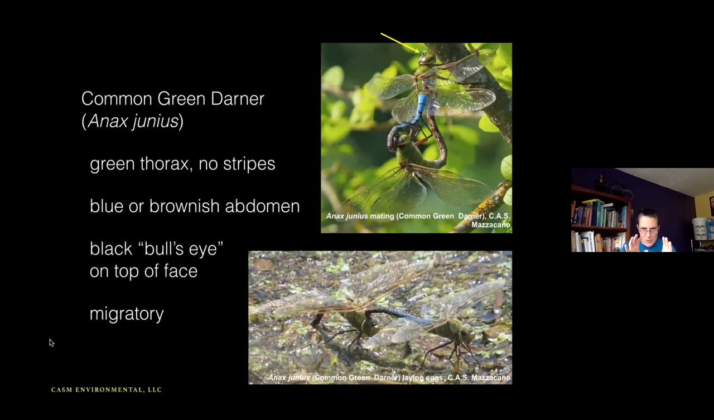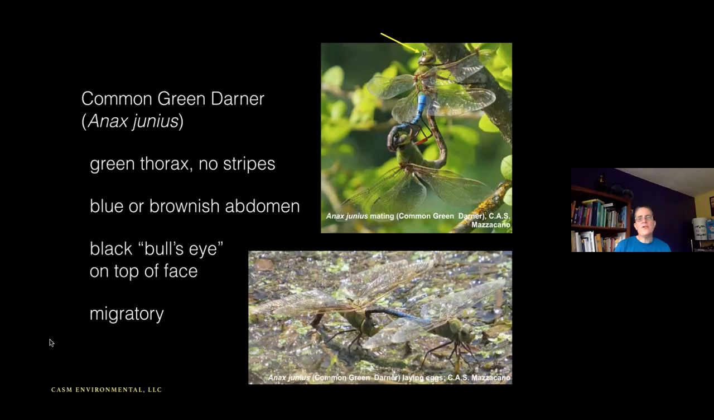So common green darners are very easy to identify, even on the wing. They're big bodied. The thorax, remember that part where the wings and legs are, is this really pretty lime green. There's no stripes, there's no dots, there's no markings on it at all. The abdomen is blue, especially in the males, kind of brownish or tan. And actually the color of the abdomen can change a little bit. Even a male with a blue abdomen on a really chilly day, the color can get a little bit muted.